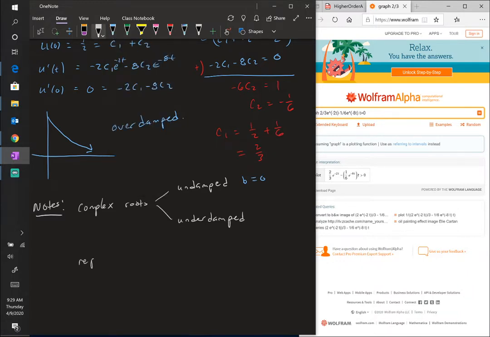If you have a repeated root, then it's what we call critically damped. And if you have distinct real roots, it's what we call overdamped. It's like the spring barely moves and it slowly approaches equilibrium. So that's overdamped.